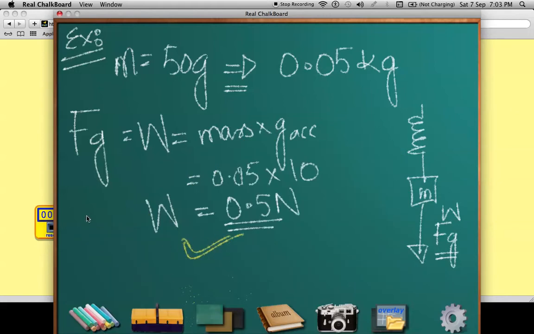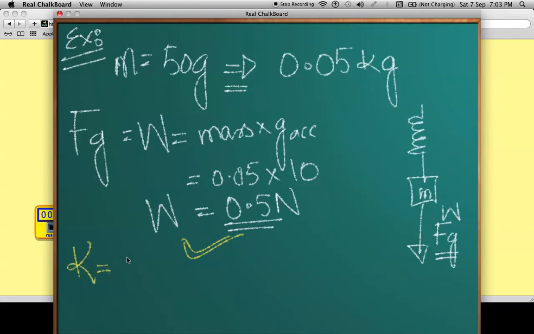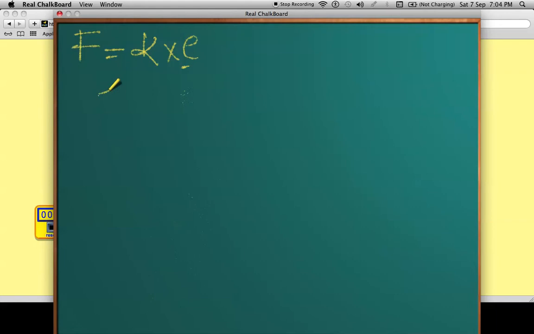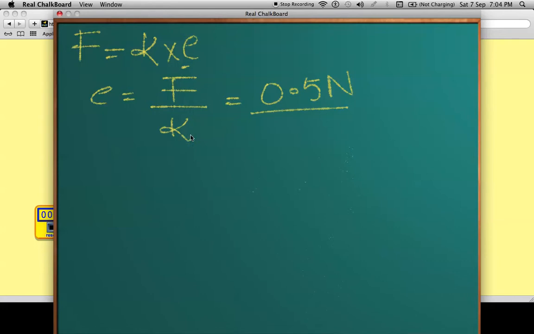Now we know the stiffness of this spring that we calculated in the previous video, which is, I just showed you, 11.1 newtons per meter. Let's find out the extension of the spring. So we know our formula of Hooke's law, which is F = kE. And if I make extension the subject, this would become E = F/k. The force that is applied by this mass is 0.5 newtons, and the stiffness of the spring is 11.11 newtons per meter.